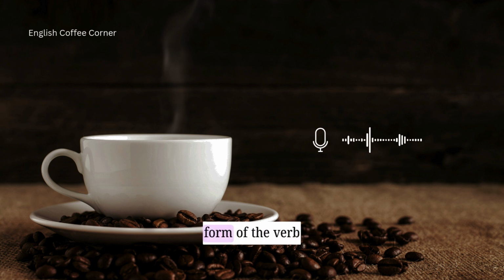We use the base form of the verb after it. No to, no ing. Listen to these examples. Why don't we go to the beach this weekend? Why don't you ask your teacher for help? Why don't we order pizza tonight? Notice the structure. Why don't, plus subject, plus base verb.